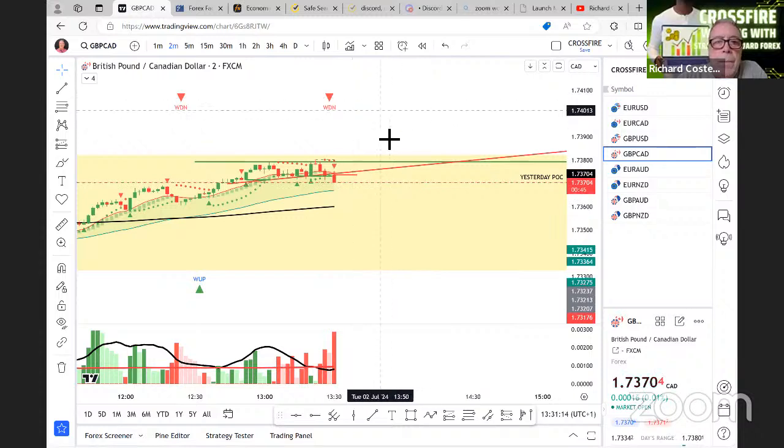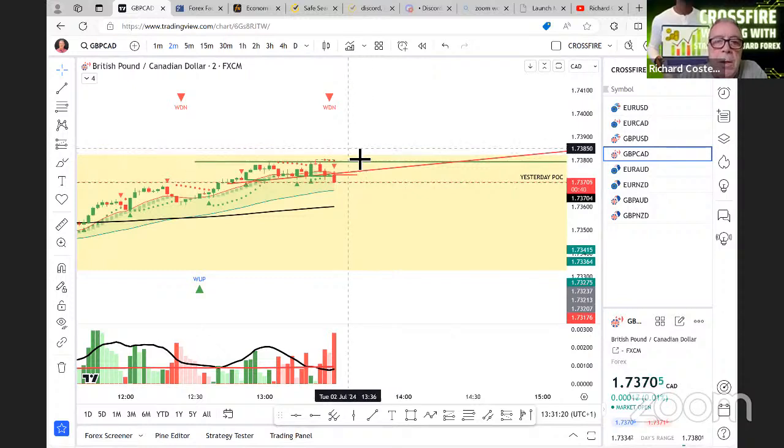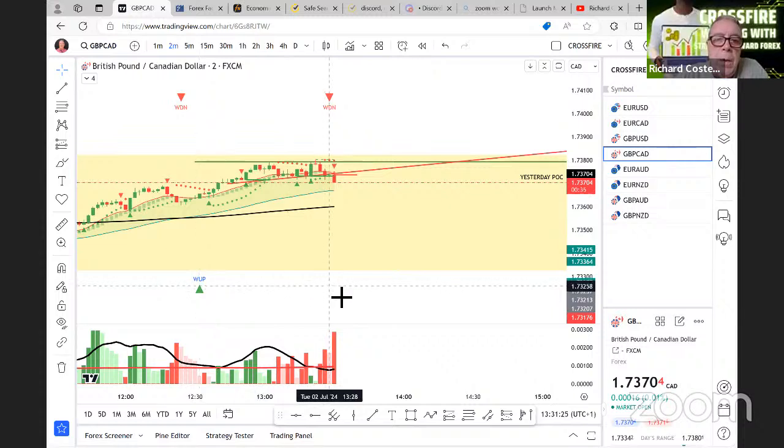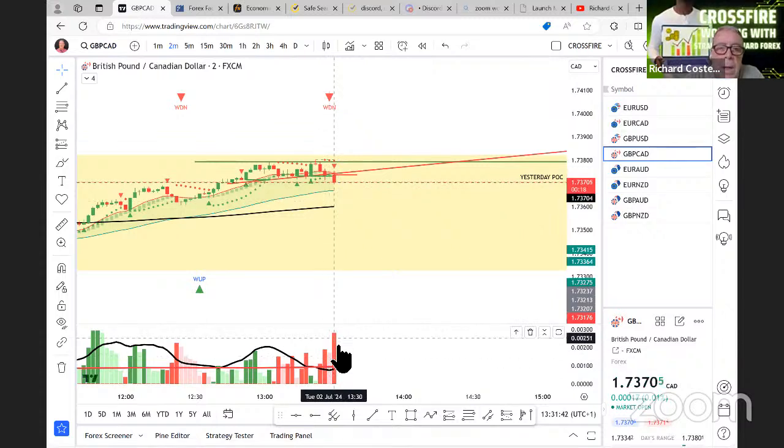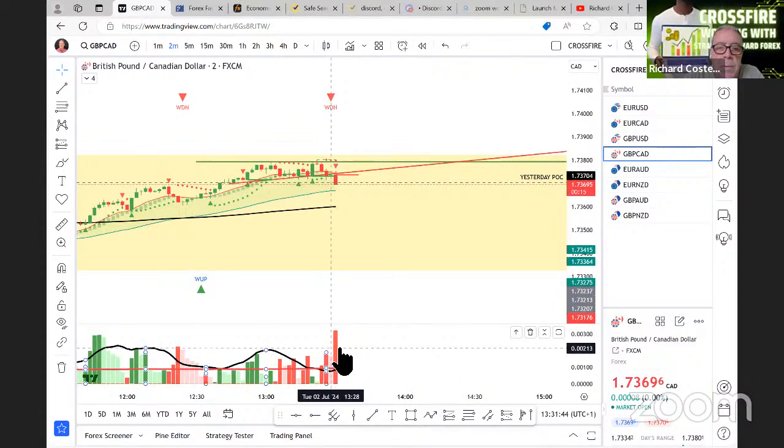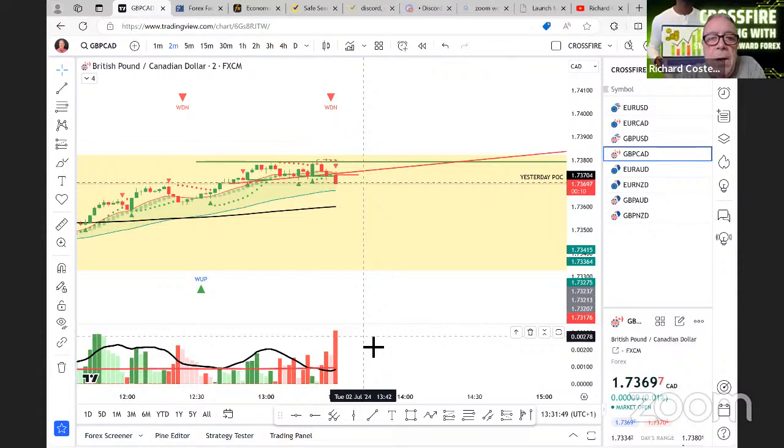So if price comes out of no man's land and goes above the green trend line, we're going to need a new wave up to give us confidence that price is moving up. We need the red moving average to start pointing upwards, and we need this black line to be above the red line. If we're looking for a buy, we need this histogram to be dark green rather than dark red. So there's nothing to see there.